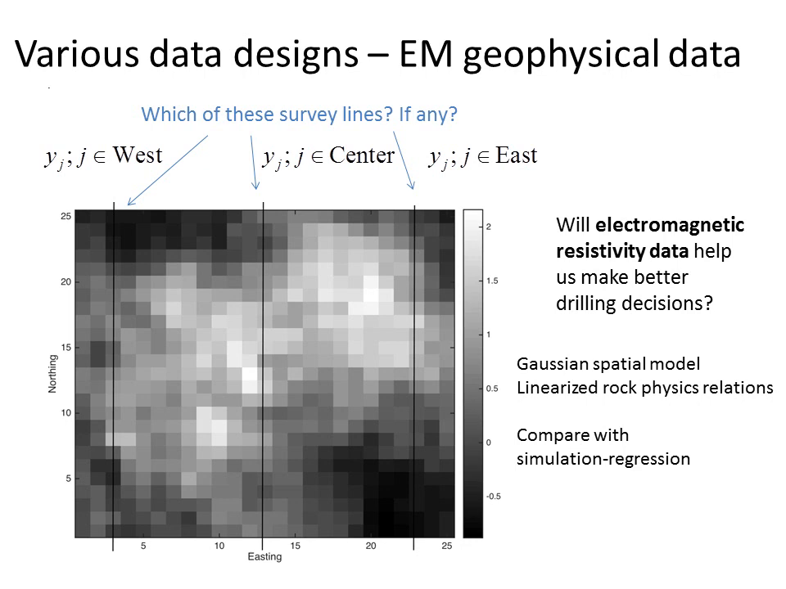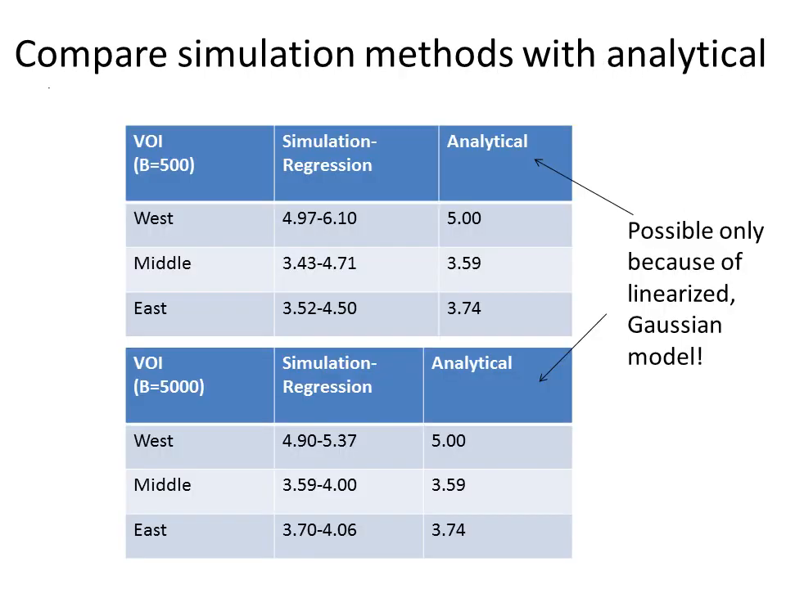In this case, we use a Gaussian spatial model and we'll linearize the rock physics relations between saturations and the resistivity. We do this because in this case we can compare with the full simulation regression approach, where in one case we have the analytical solution and the other one is a Monte Carlo solution. So we look at the comparisons here.